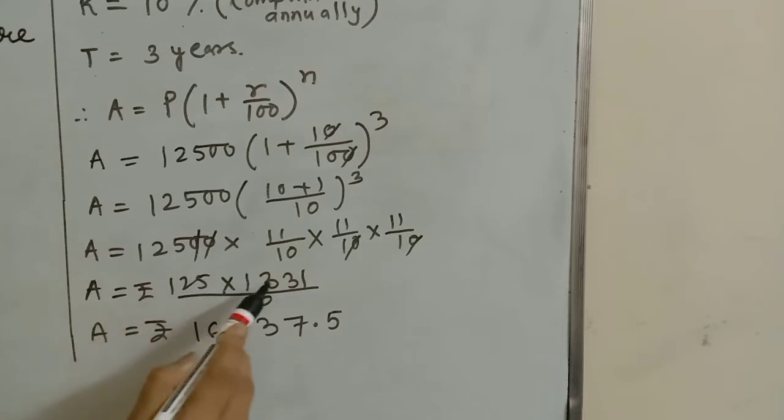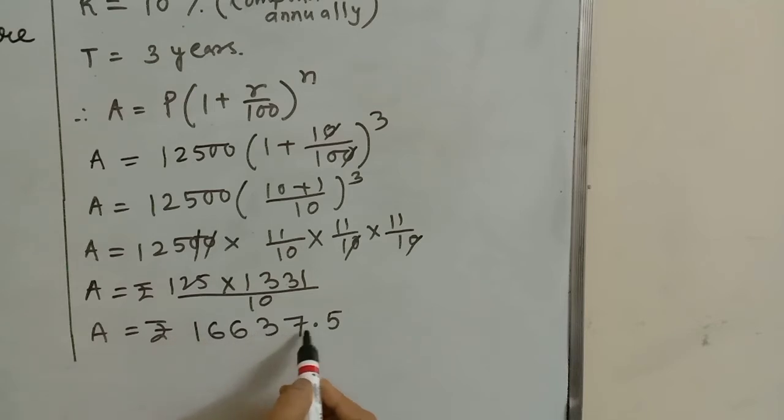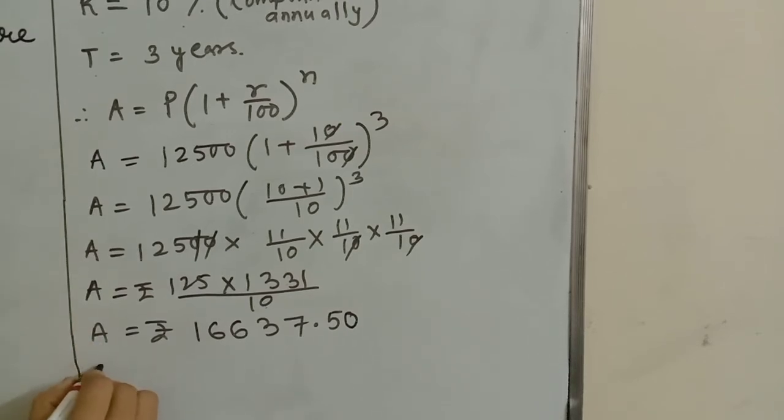Now 125 into 1331 by 10. When you multiply these two, you will get 166375, and because of the 10, you have to place the point after one place, and it will actually be 16,637.50. Now we have found the amount here. Now we have to find the CI.